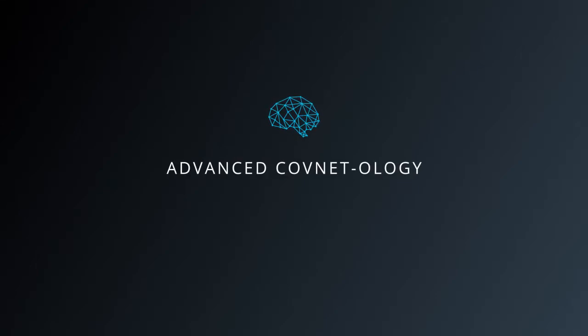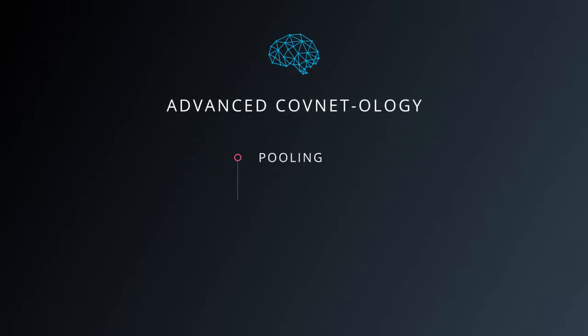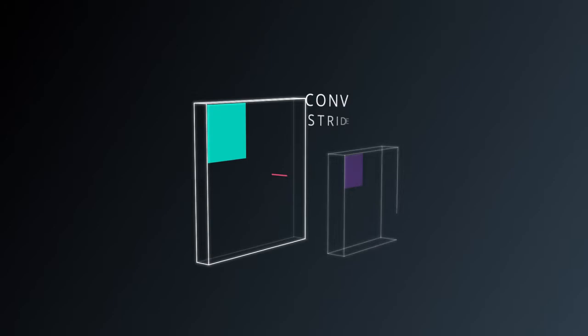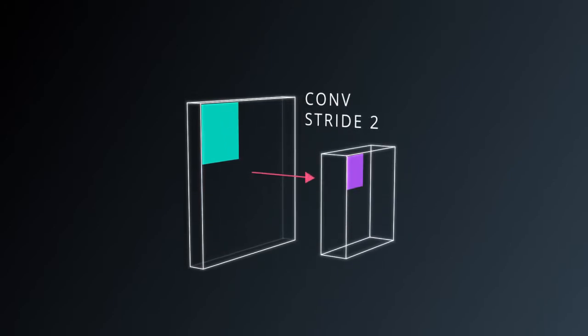Now that you've seen what a simple ConvNet looks like, there are many things that we can do to improve it. We're going to talk about 3 of them: pooling, one-by-one convolutions, and something a bit more advanced called the inception architecture.